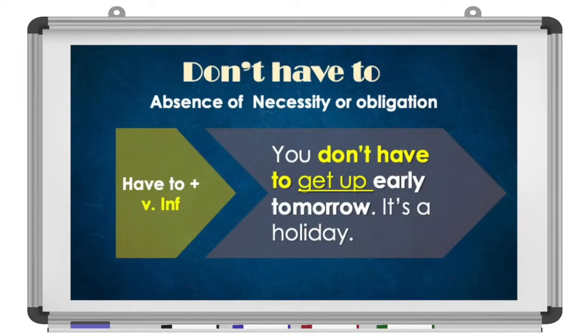Don't have to. Don't have to expresses the absence of necessity or obligation. You don't have to get up early tomorrow. It's a holiday. So this is something you don't have to do, basically. And you can see the verb coming after don't have to is also in the infinitive.